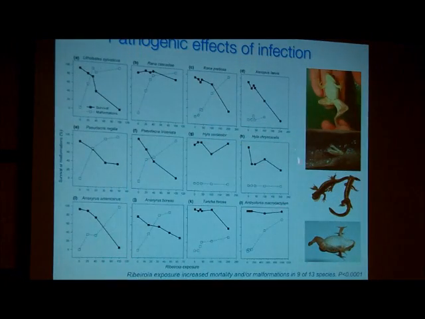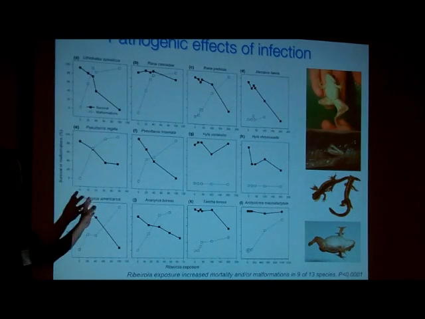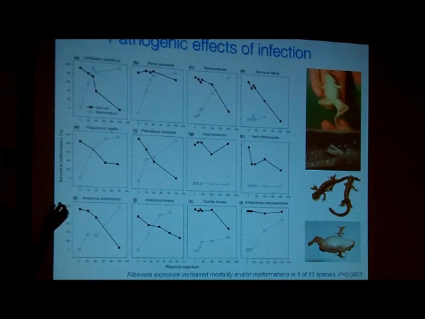And here's the data for those species. I know these plots are kind of small, so I don't want you to focus on any particular species. The main thing I want you to see is just two general trends. This is parasite exposure on the x-axis. Remember, we're using multiple dosages for each species. And notice that survival, which is the black line, is in general decreasing, and oftentimes malformations are increasing.